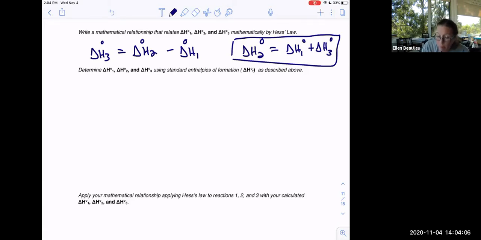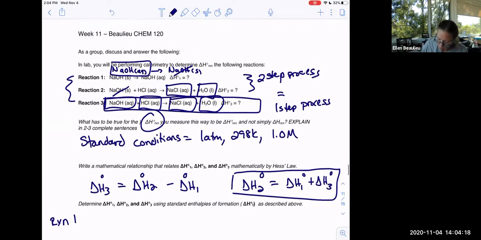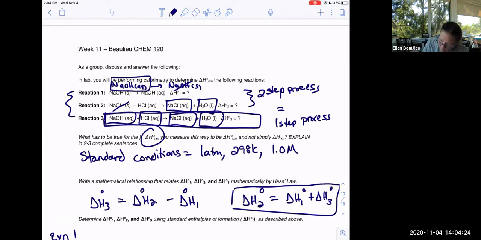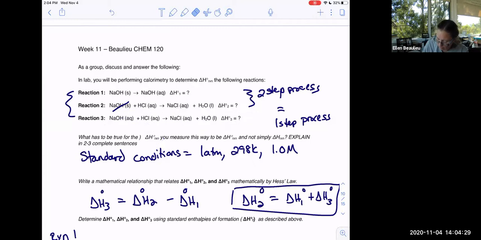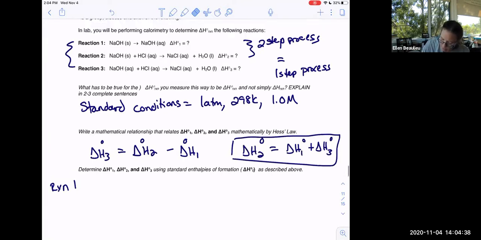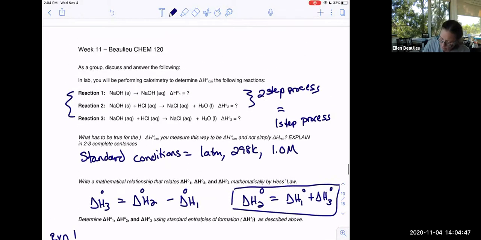Linking out to enthalpies of formation, how can I calculate delta H naught from enthalpies of formation? So let's just do reaction 1 together. Reaction 1 is sodium hydroxide. For the purposes of what I'm about to do, I want to use the reactions as they are, because that more mimics what's in your lab, and I don't want to flip any signs. I want to use this particular relationship, adding 1 and 3 to make 2. I think this is confusing enough as it is.